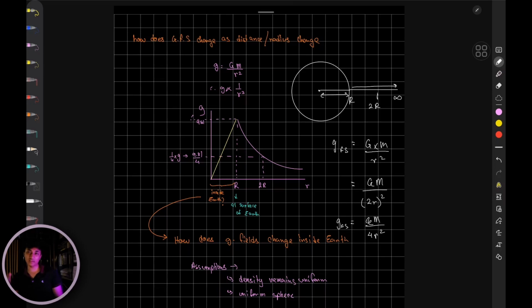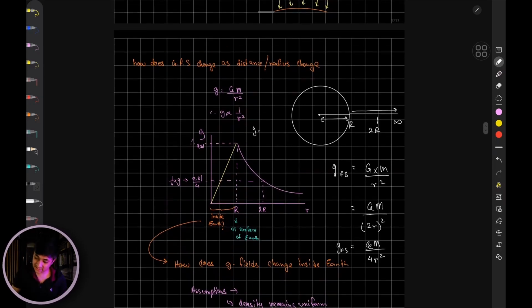The same curve can be drawn for the force because it will still have the same proportionality, that is 1 by r square, since in the case of force there is another constant, that is the mass of the object. Right? So in the case of force and in the case of field strength, the graph is going to be the same. I mean, not in terms of value, but in terms of the shape. The shape is going to be the same.